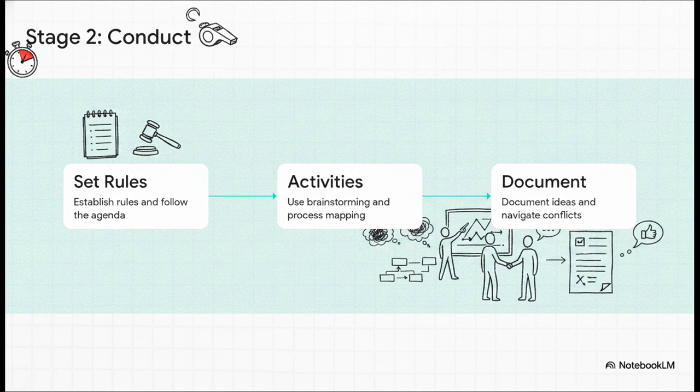Get them up out of their chairs. Get them to a whiteboard. Use brainstorming to generate ideas for the app interface, or use process mapping to visually show sales and compliance exactly how data is going to flow from the user to the database. And this right here brilliantly illustrates the magic of the workshop. As conflicts pop up, like sales demanding that feature that IT says will literally crash the server, you navigate that conflict immediately. You guide them to negotiate a trade-off in real time, and you document those agreed-upon ideas on the spot so everyone can see them plain as day.